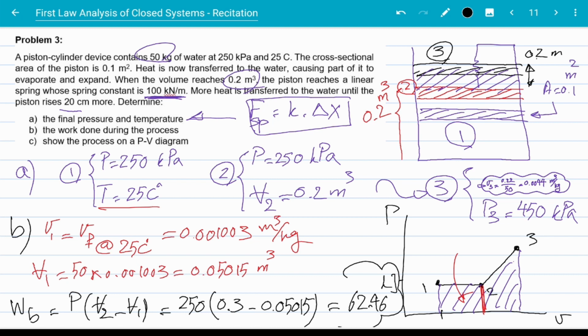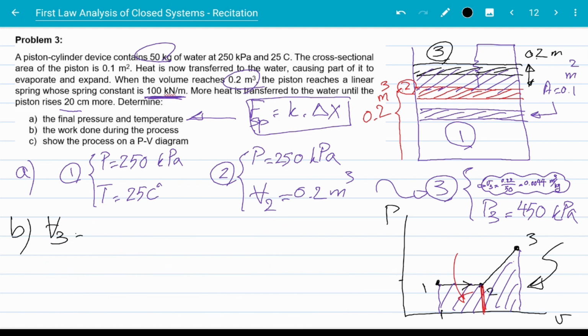Now the positive sign means expansion. So you're expanding, right? The piston is rising. You're expanding. The work is positive. Very good. So I found the area or the work from 1 to 2. We can do the same for 2 to 3.